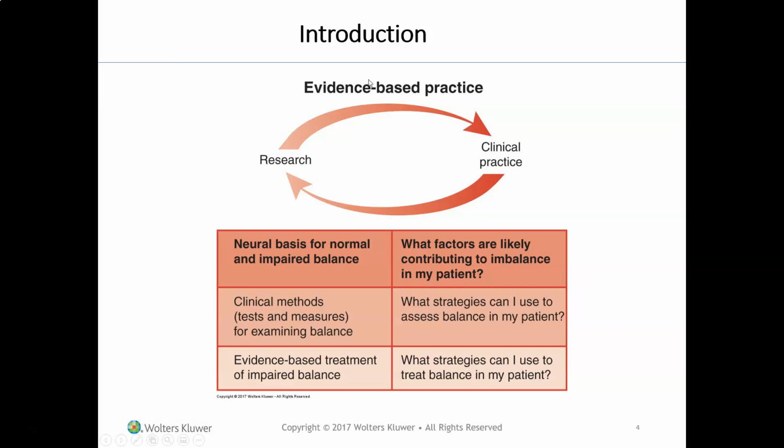Now, if you look at evidence-based practice, again, we always like evidence. There's research, and then it goes into clinical practice. Then clinical practice will lead to more research, and it's a continuum. So the neural basis for normal and impaired balance, there's clinical methods, there's tested measures for examining balance, and there's evidence-based treatment of impaired balance. Okay. Now, what factors are likely contributing to imbalance in my patient? What strategies can I use to assess balance in my patient? What strategies can I use to treat balance in my patient? These are all the things that we'll look at: research, clinical patterns, and then formulate a plan to give the best possible results for our patient.